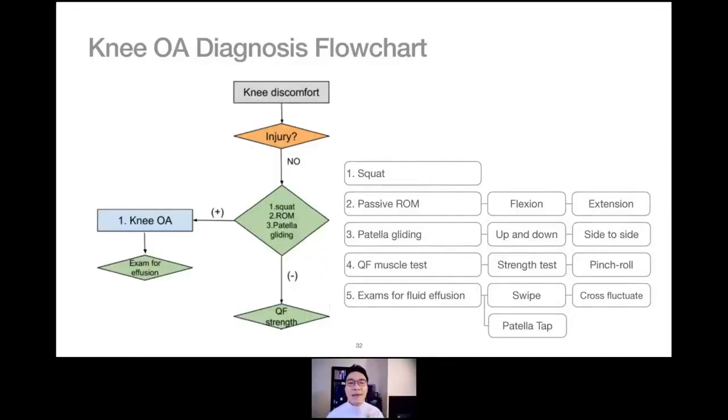And these were the physical examinations that I'm doing, and I want to stress that the first thing you have to ask the patient is whether it is associated with injury. If not, you can go through it step by step. The first one is to let the patient do the squat, and the second one is passive range of motion. Flexion and extension can be checked, and I showed the flexion, measuring the distance between the heel and the butt. The third one was patella gliding. You can do it up and down and side to side.